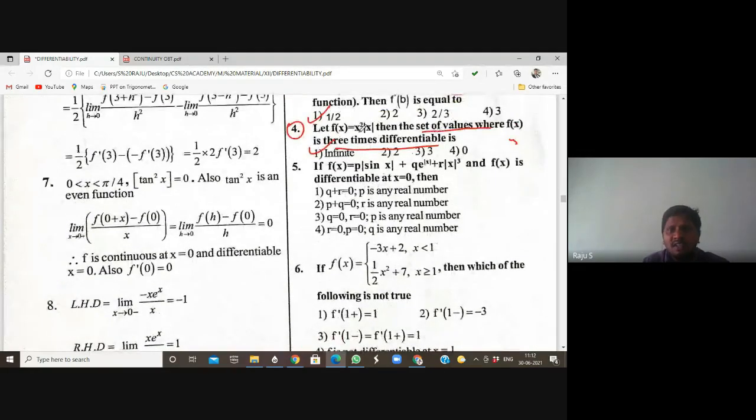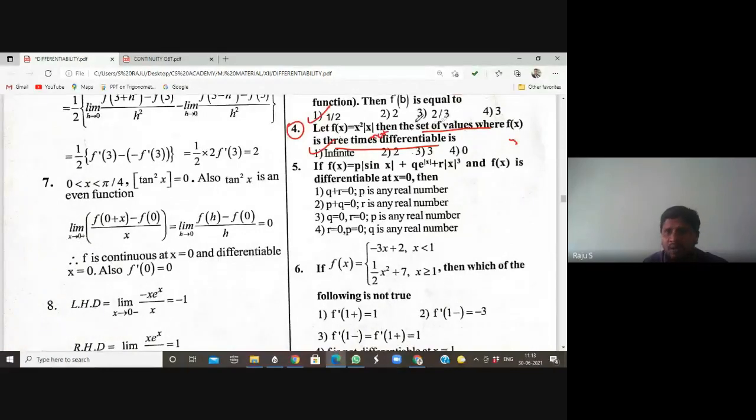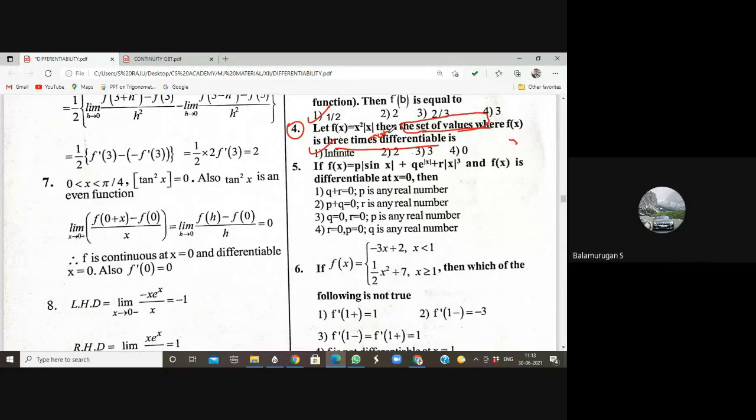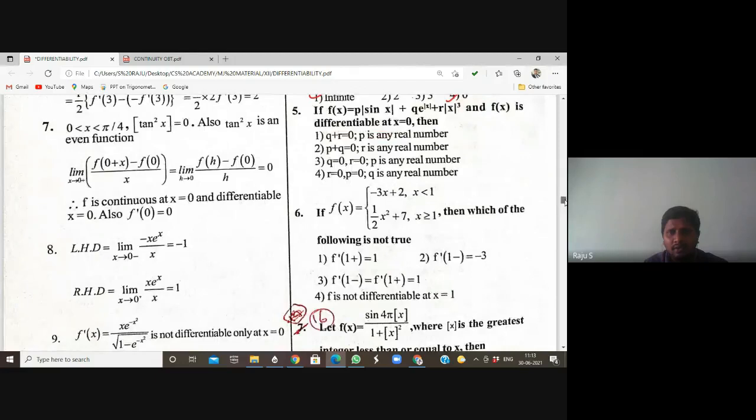If they mention the function is not 3 times differentiable, what is the answer in this case? 1. Okay, right, 1. Number of values is 1. Very good. So if they don't mention the set of values, then in that case the answer is 0. That's all. Okay, if they ask for a set of values it means 1, there is no option 1, but in case they ask for the value it means 0. Okay, fine, that is a logical question.